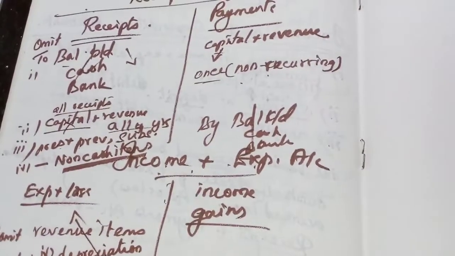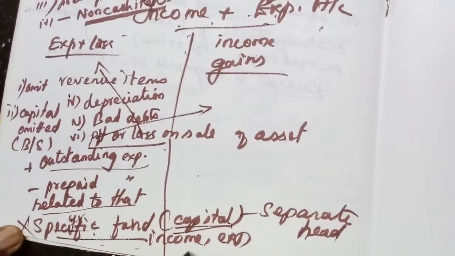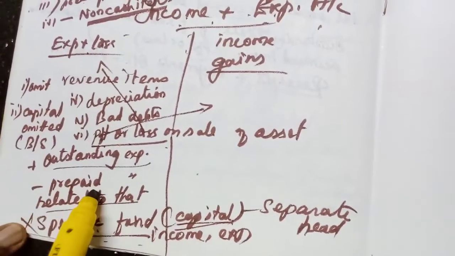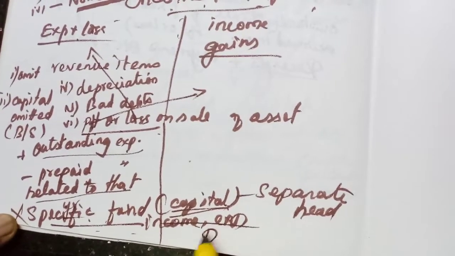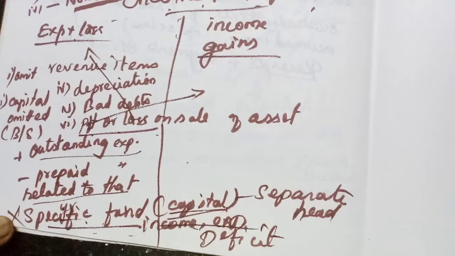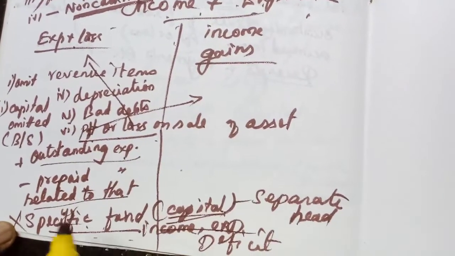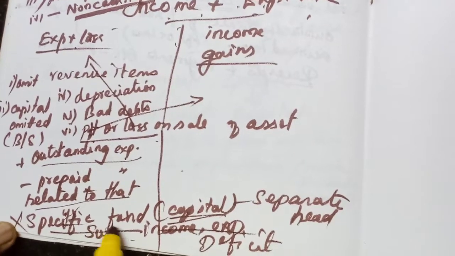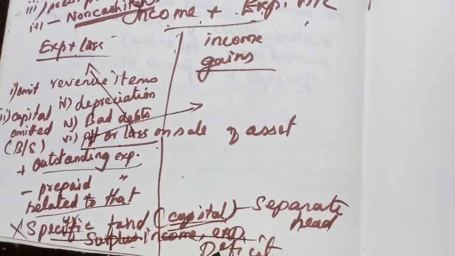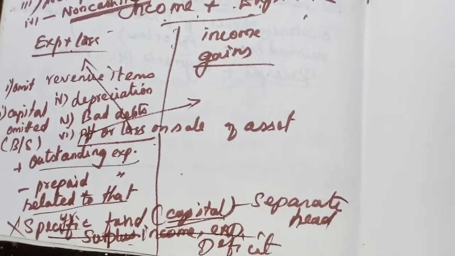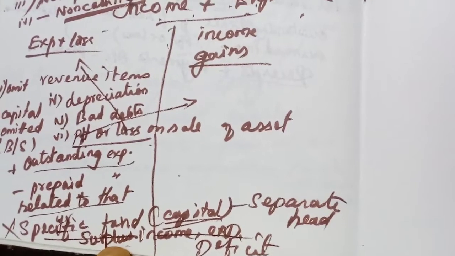Then we have to balance this income and expenditure account at the end. If expenditure is more, we will get the deficit. If income is more, then we will get surplus. Surplus should be entered on the debit side, and deficit will be entered on the income side. This will be adjusted in the balance sheet along with the capital fund.